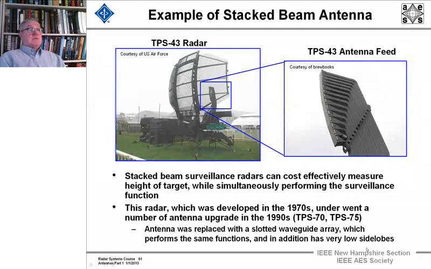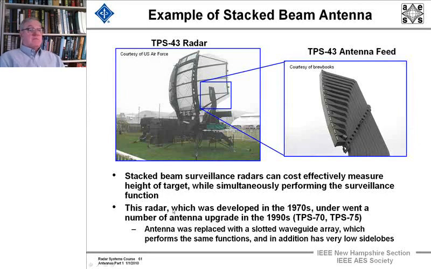Okay. And this is one of those types of antennas. I referred to it earlier when I was talking about the different shapes. This particular antenna has a very large number of feeds, and it generates 7 beams, where it takes 2 or 3 here, 2 or 3 there, 2 or 3 there, and combines them. It's a very cost-effective way of measuring height while simultaneously performing surveillance.